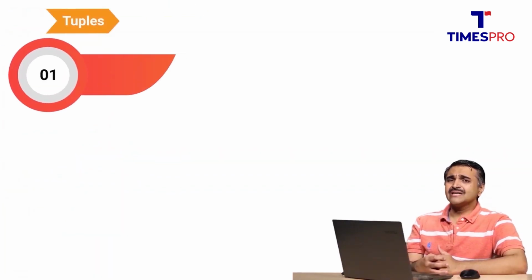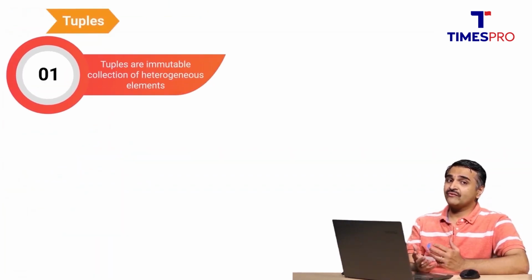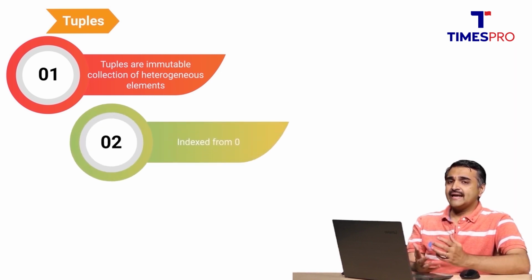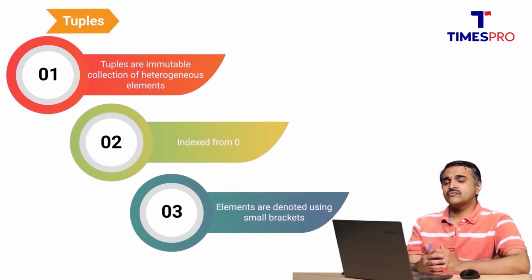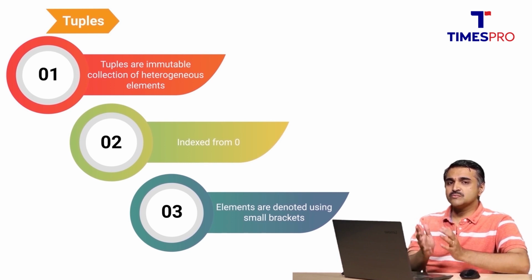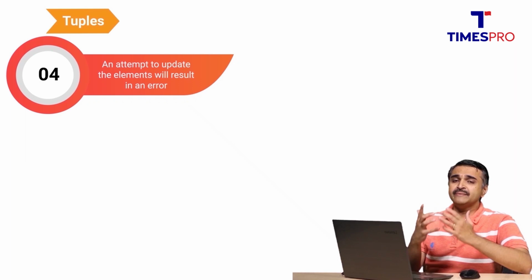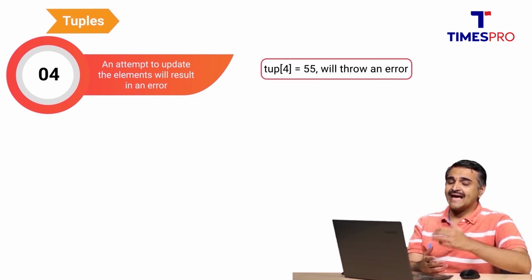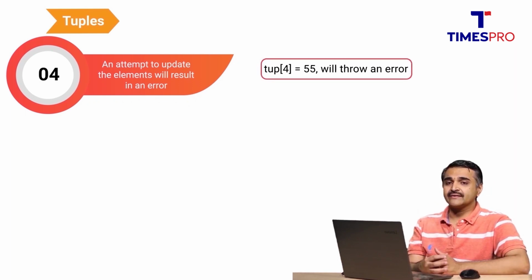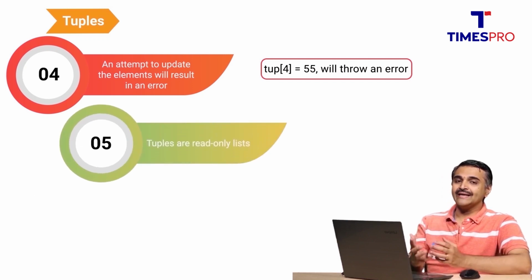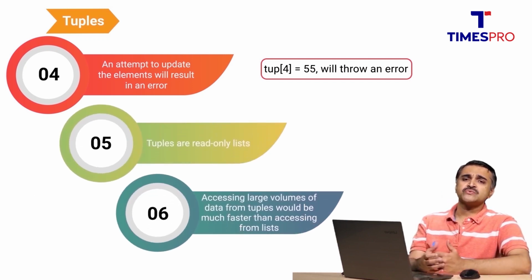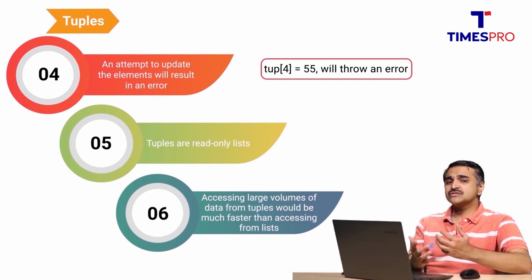Moving on to tuples. Tuples are immutable collections of heterogeneous elements. They are indexed from 0. Elements of a tuple are denoted using round brackets. Here is an example of a tuple creation, which comprises elements 10, 20, 30, 40, and 50. An attempt to update the elements of the tuple as shown is going to result in an error. Tuples are read-only lists. Accessing large volumes of data from tuples would be much faster than accessing the elements from lists.